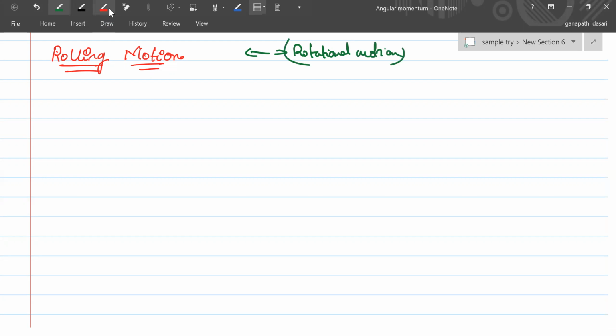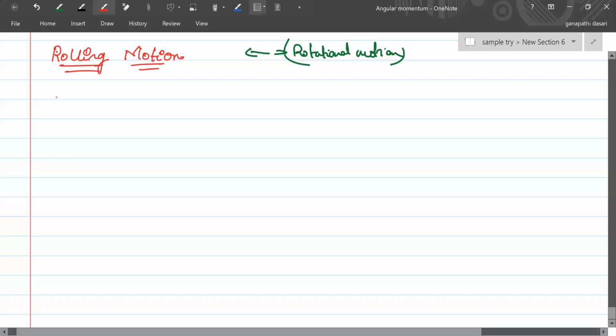So what is actually rolling motion? In the beginning of the chapter, we have discussed that combined translation plus rotation is called rolling motion. And there is a term called pure rolling motion. That is rolling without slipping.